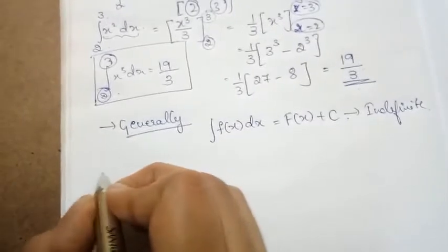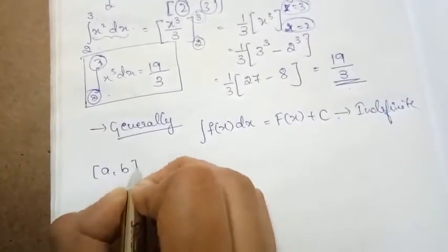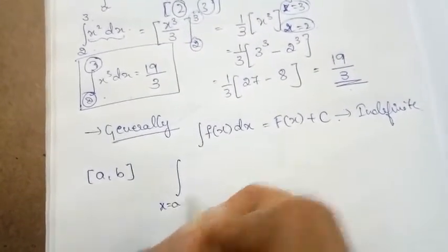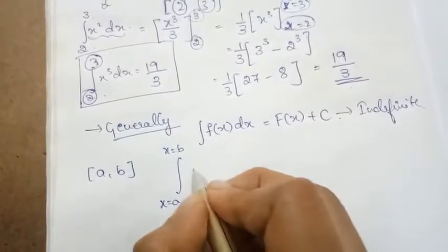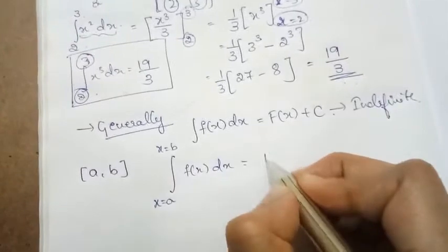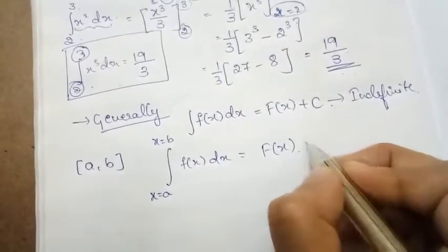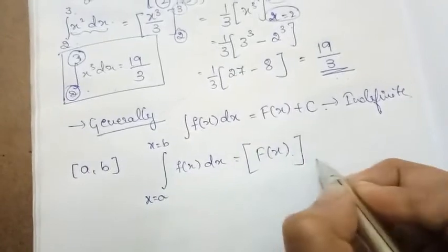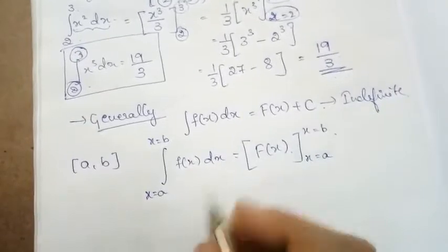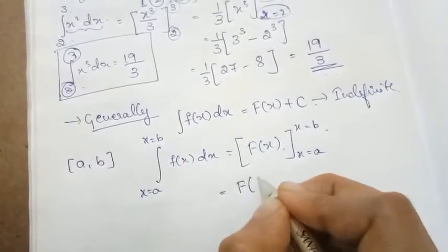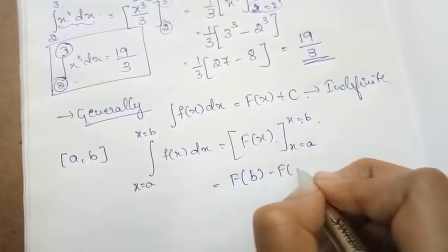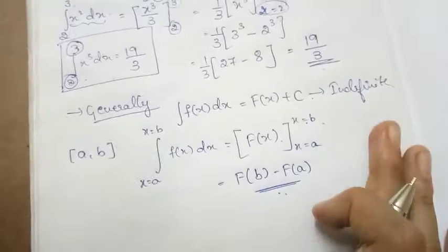So when it comes to the definite integral, I am considering a closed interval [a, b], where f(x) is a continuous function. Here, the integral from x = a to x = b of f(x) dx. As I said, upon integration we are going to get the value F(x) itself. So we write it from x = a to x = b, and this is nothing but literally substituting x with the upper limit minus the lower limit, that is F(b) minus F(a). So this is how we get the value.